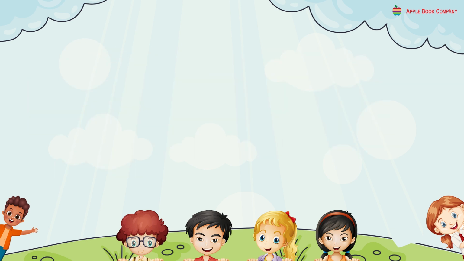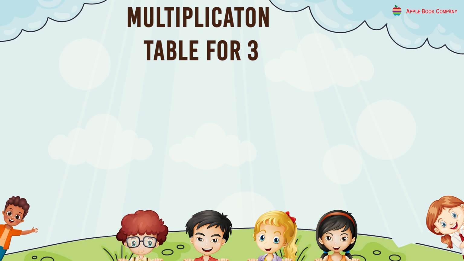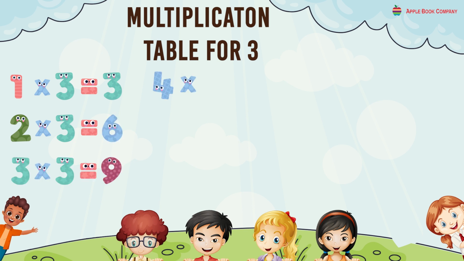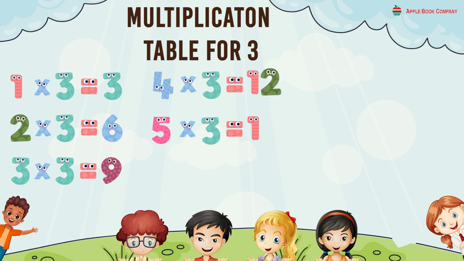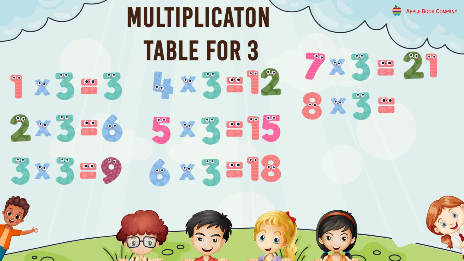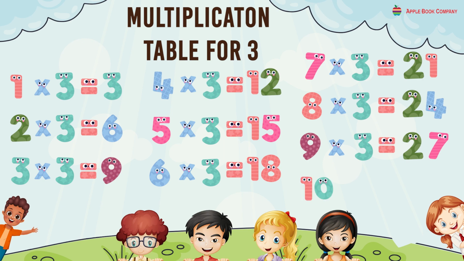To write the multiplication table for 3, 1 multiplied by 3 is 3, 2 multiplied by 3 is 6, 3 multiplied by 3 is 9, 4 multiplied by 3 is 12, 5 multiplied by 3 is 15, 6 multiplied by 3 is 18, 7 multiplied by 3 is 21, 8 multiplied by 3 is 24, 9 multiplied by 3 is 27, 10 multiplied by 3 is 30.